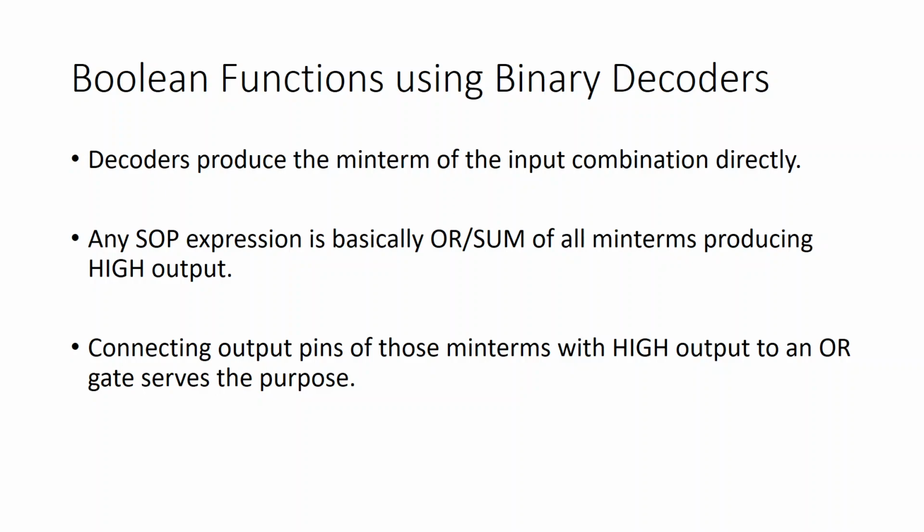So for that particular input you are getting a high output, supposing it is active high, at a particular pin. You know that particular pin where you will get the high output when that particular input word is coming. Now, what is the SOP? The SOP expression is basically the ORing of the min terms producing the high output.